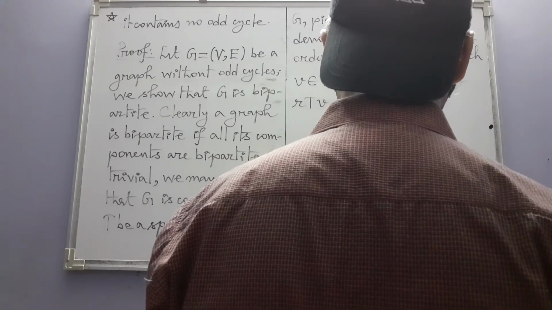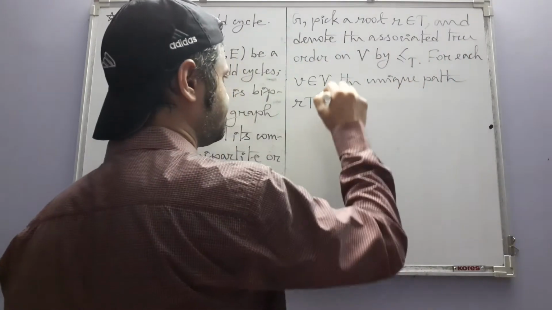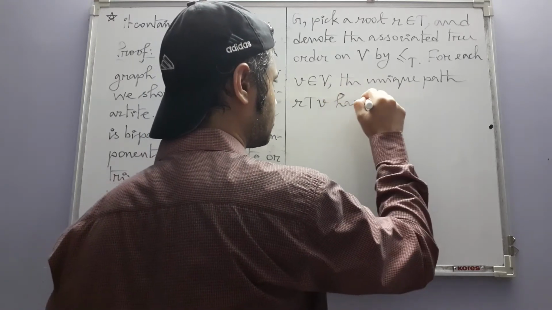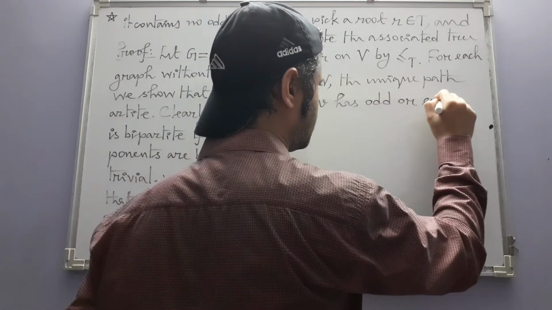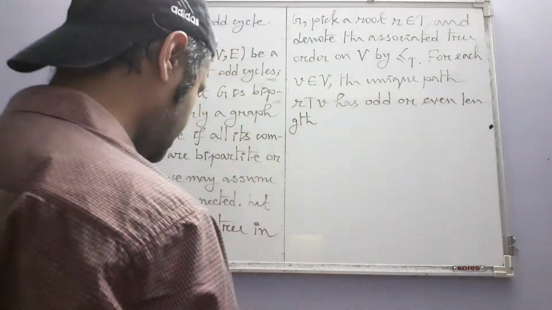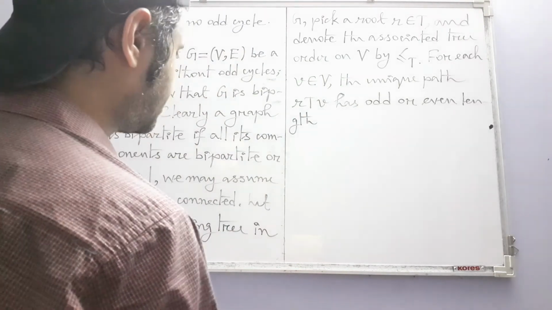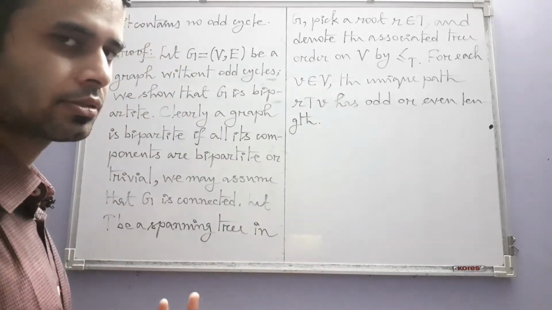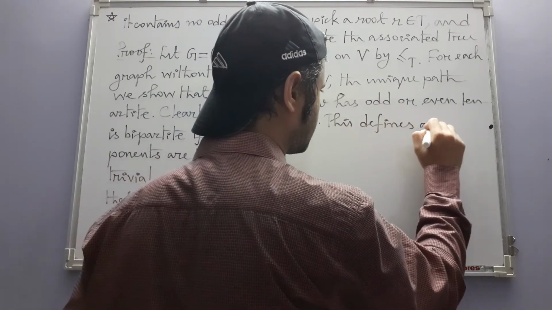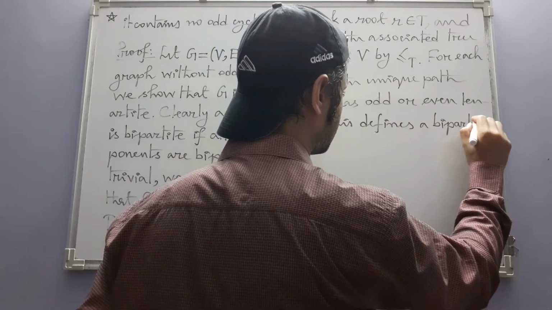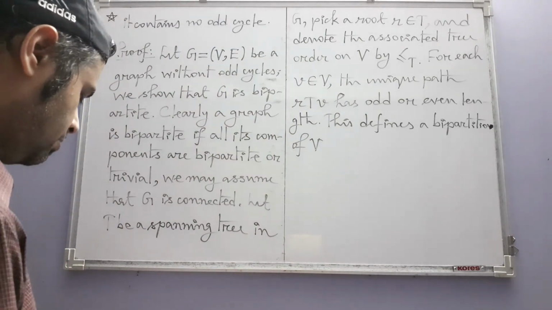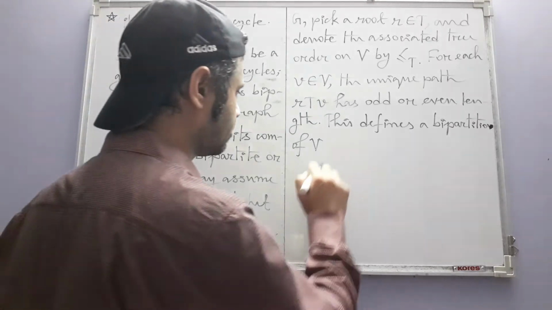The unique path has odd or even length, which is of course the distance, and this can be used. This defines a bipartition of V. Bipartition means a partition having two parts, two sets. A bipartition of V. We show that G is bipartite with this particular partition.